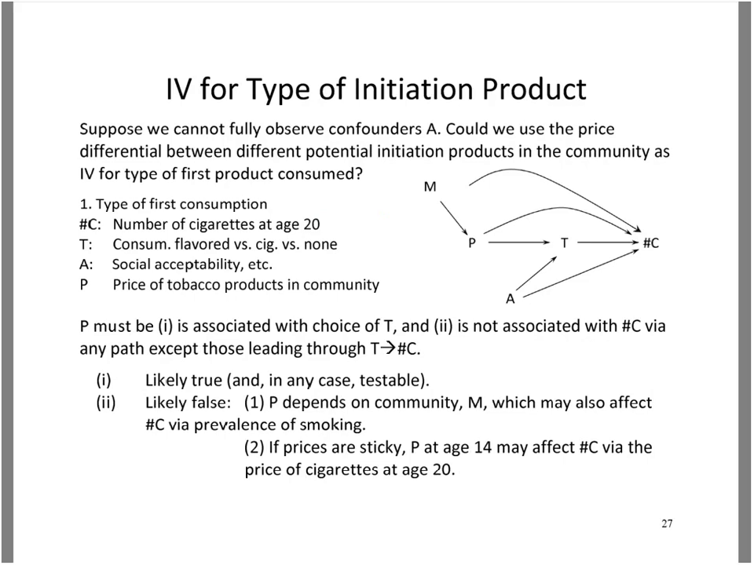Secondly, though, if prices are reasonably sticky and people stay in their community, then prices and price differentials between tobacco products at age 14 may also affect smoking at age 20, because if smoking was cheap at age 14, it's likely still cheap at age 20, and hence prices are not an instrument, but they're a confounder in its own right that needs to be controlled for.